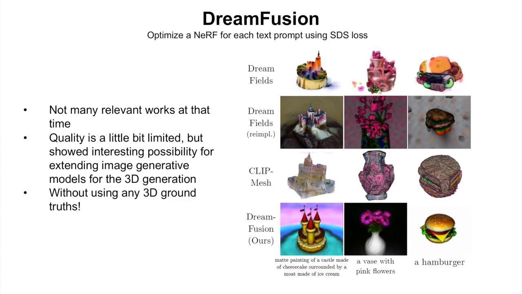So these are comparisons to previous work at that time, 2023. At that time, text-to-3D generation was not mature at all, so the image quality is not very good. But the important thing is that they show the possibility of performing 3D generation without using any 3D assets. That is quite an interesting approach, I think. Anything okay about DreamFusion?